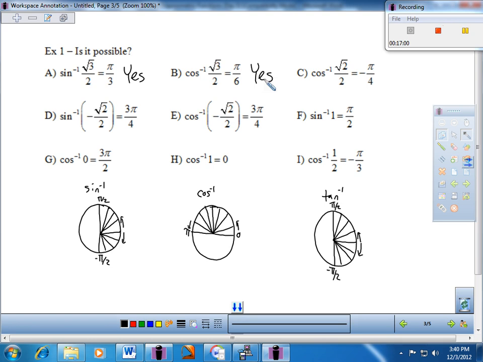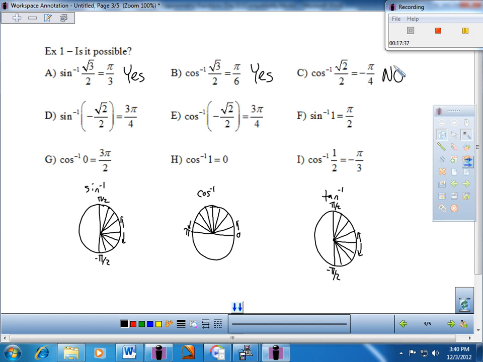Okay, now let's stay in that second diagram, but let's go to part C. Inverse cosine of root 2 over 2, is that equal to negative pi over 4? Well, everybody, negative pi over 4 would be down here, rotating clockwise. Is negative pi over 4 in the interval for cosine? No, absolutely not. So the way cosine is defined is from here to here, and obviously negative pi over 4 is outside that interval. So as a result, right away, it's a no.